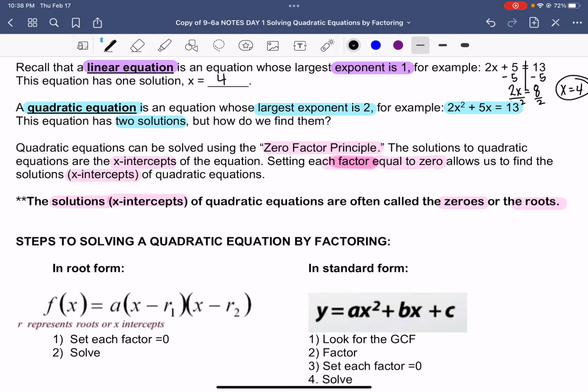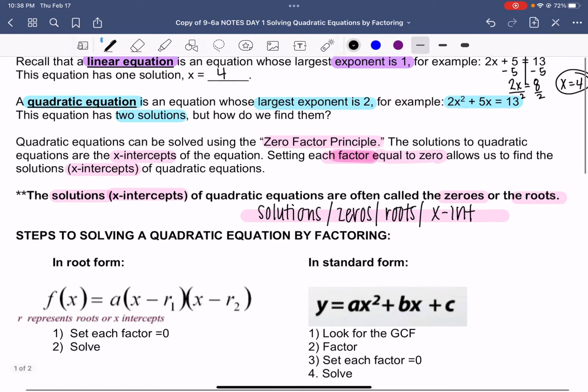So if you see solutions, zeros, roots, or x-intercepts, those are all asking the same thing. Okay, so these are the same thing.